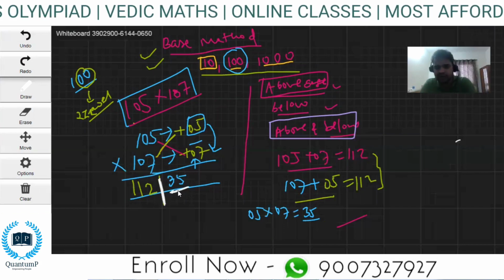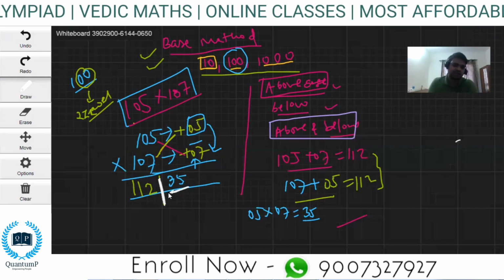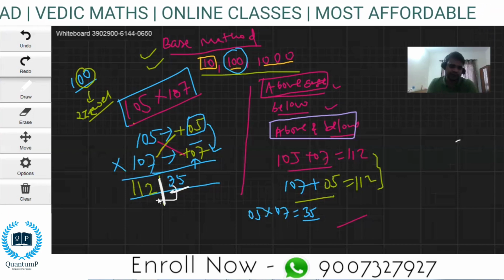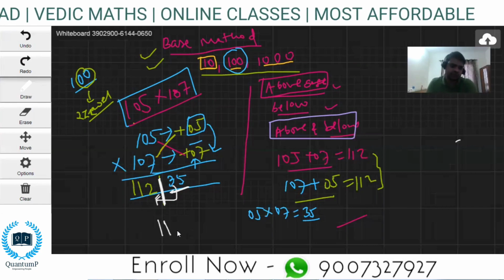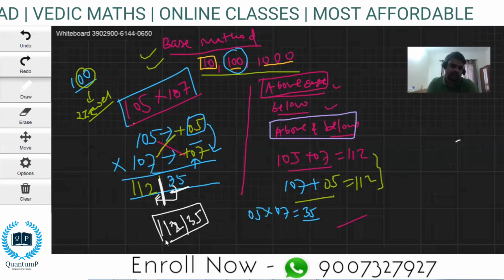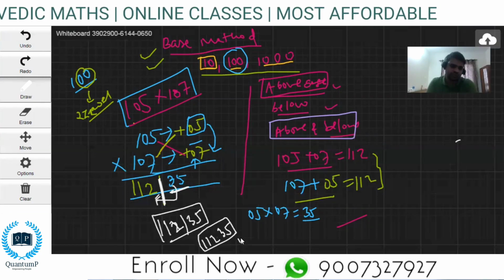Why is the 2-digit coming, and why do we have to put that 2-digit after this line? Because we have to keep that. We don't have to take the 3 to this side, no, because we are not doing 10 base, we are doing 100 base. So 112 on the left hand side and 35 on the right hand side. So our answer is 11235. That's the final answer.